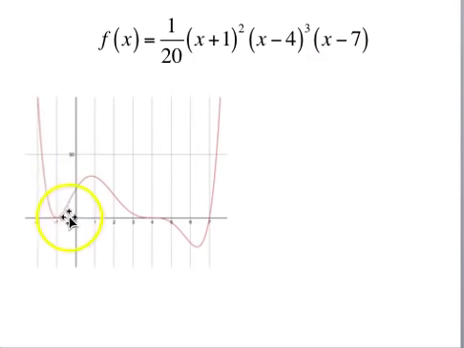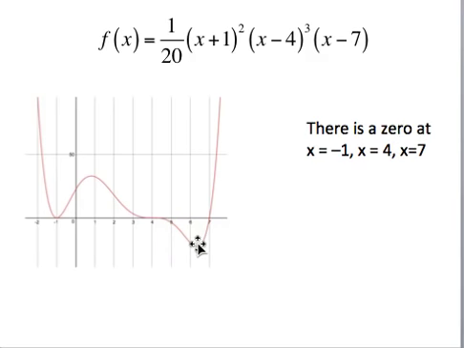-1 bounces. Well, why does it bounce? Because it's multiplicity 2. X minus 7 penetrates through it. Why does it do that? Because it's multiplicity 1. And x minus 4 to the third, that's 4, is a zero of multiplicity 3. Notice it flattens out and then continues on. So that will be the behavior of zeros with multiplicity 3.